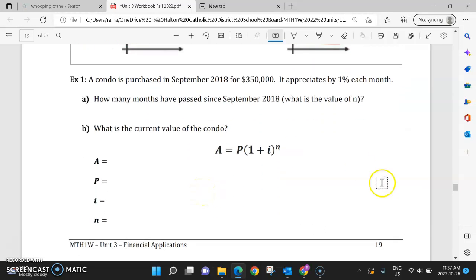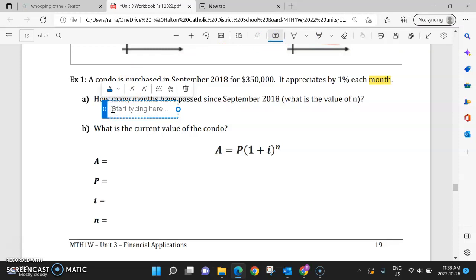Let's take a look at an example here. A condo is purchased in September 2018 for $350,000. It appreciates by 1% each month. How many months have passed since September 2018? That's what tells you the value of n. So it tells you how many periods of time you're looking at. In this case, we're looking at it monthly, because our interest rate is per month. Okay, so we're going to make sure our n, or our compounding periods, are also in months.